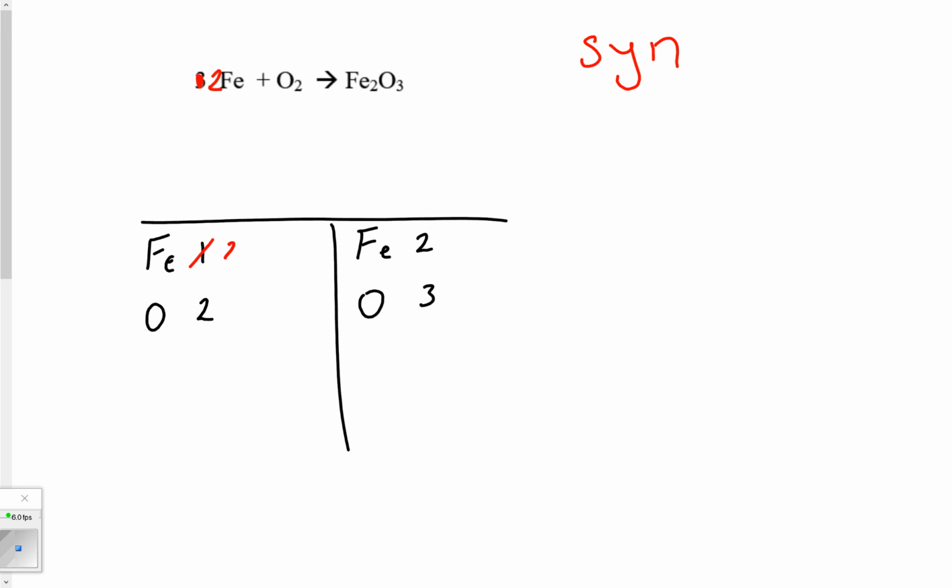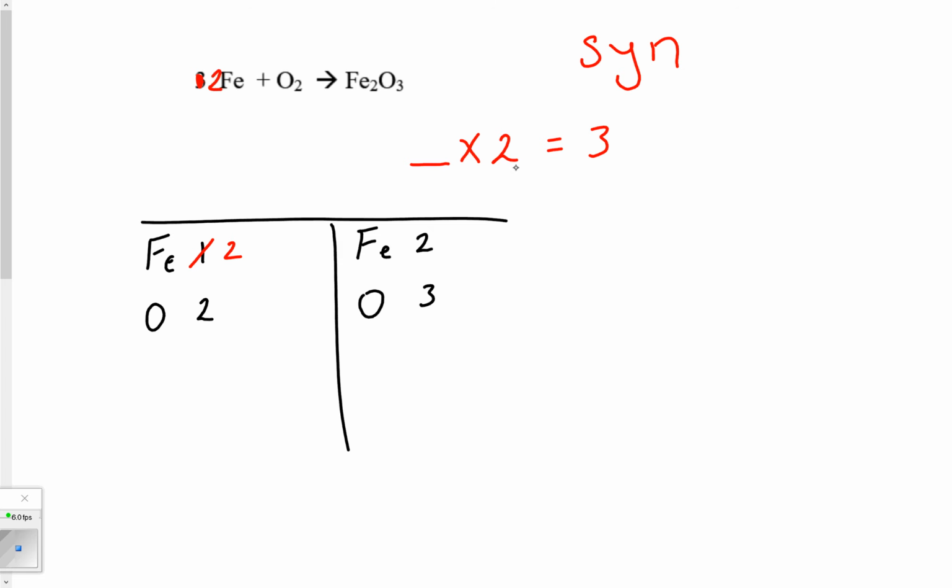Well, 2 times 1 is 2, and now we balance the Fe. And now you should be like, all right, well, Mr. Cole, what are we going to do to try and get this 3 to balance? We got 2 here, 3 here. Easy. And this is why I wanted to do this. Here's my question. What can I multiply by the number 2 in order to get the number 3?